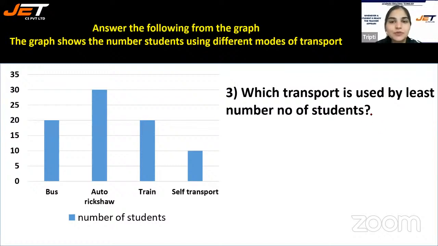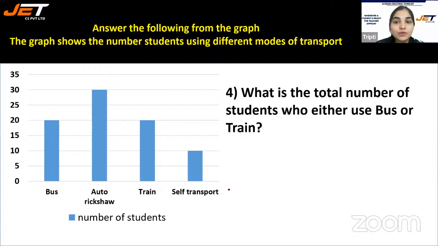Which transport is used by least number of students? Means the least used transportation system, by fewer students. Transport which is used by less number of students. It can be clearly seen, that is self-transport. Least number of students are using self-transportation.